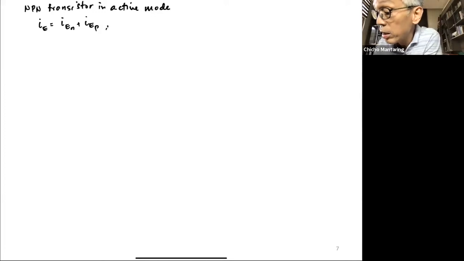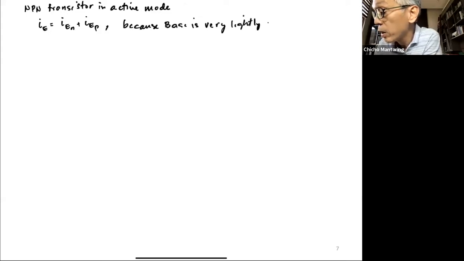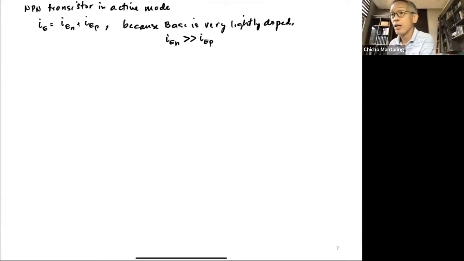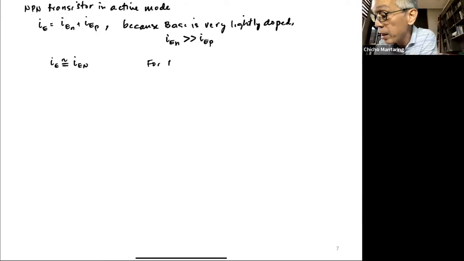Now, because your base is very lightly doped, IEN will be very much greater than IEP. Okay? And therefore, IE will be approximately equal to IEN. In other words, ginawa na nating negligible tong IEP. No? So this is for an NPN. For a PNP, it will be the opposite. For PNP, IE is approximately equal to IEP, kasi ang IEN naman yung magiging negligible.